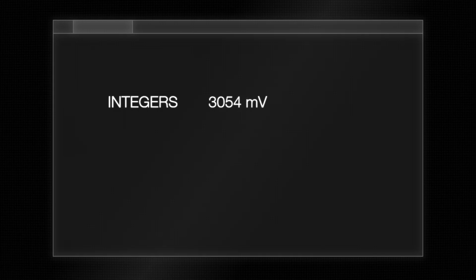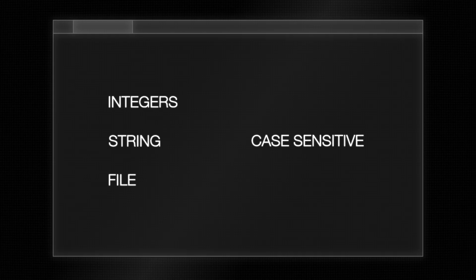The string variable type is used for strings of any length, and the file variable type is used for opening, reading, and writing files. You also need to be aware that XJE is case-sensitive, so if you've defined a variable using all uppercase, but then later try to call it using a lowercase name, you'll get an error.